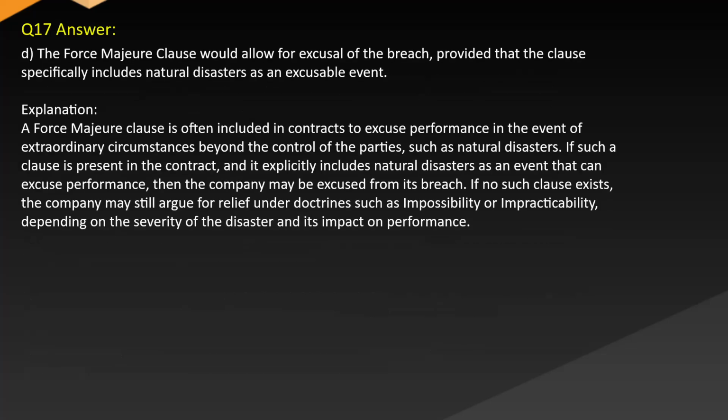Answer: D. The force majeure clause would allow for excusal of the breach, provided that the clause specifically includes natural disasters as an excusable event. Explanation: the force majeure clause is often included in contracts to excuse performance in the event of extraordinary circumstances beyond the control of the parties, such as natural disasters. If such a clause is present in the contract and it explicitly includes natural disasters as an event that can excuse performance, then the company may be excused from its breach. If no such clause exists, the company may still argue for relief under doctrines such as impossibility or impracticability, depending on the severity of the disaster and its impact on performance.